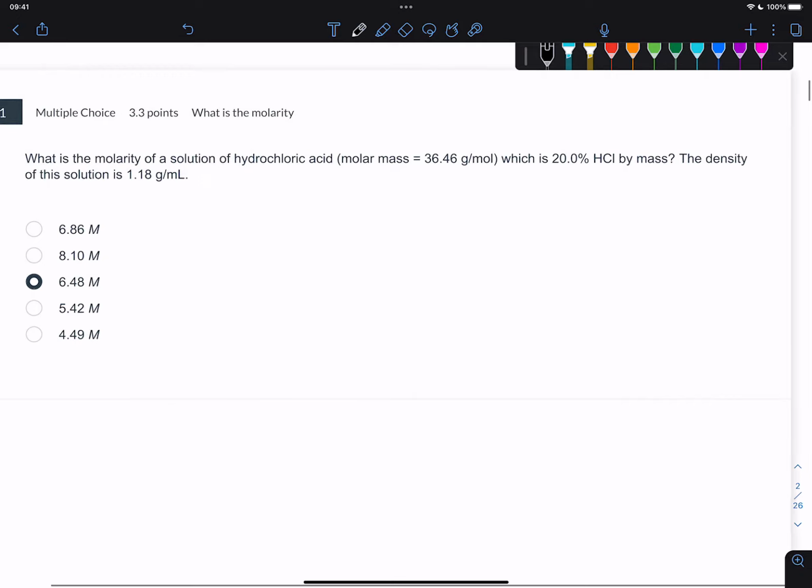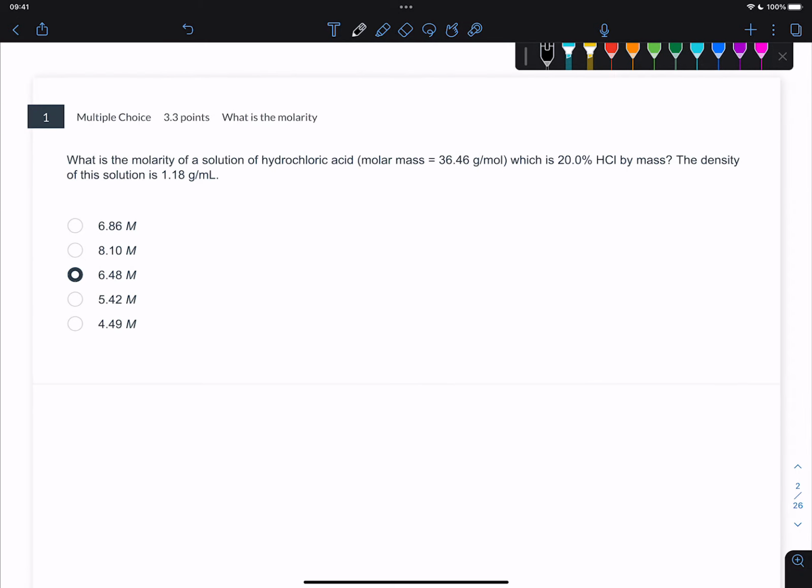So here is the first main test of the spring semester of chem, or I guess the second part of chem. This question asks, what is the molarity of a solution of hydrochloric acid, which has this molar mass, which is 20.0% HCl by mass? The density of this solution is 1.18 grams per milliliter. So again, we have a situation where dimensional analysis can help us out. Let's see what's going on here.